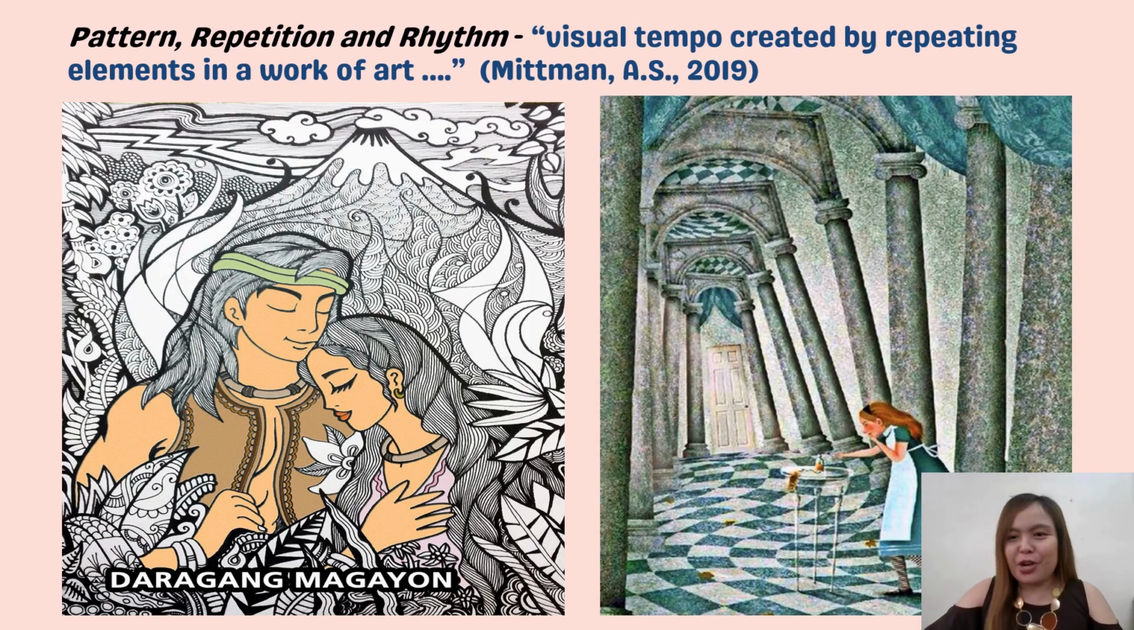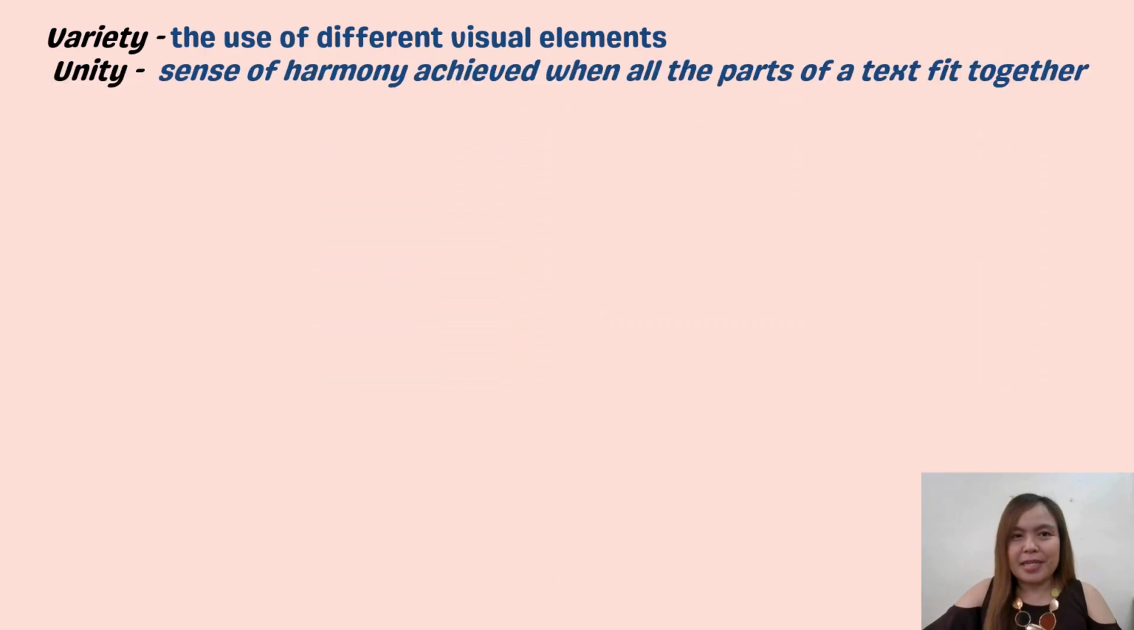Now this next picture from Alice in Wonderland shows a very obvious use of pattern, of repetition, and of rhythm. Now this clever use of these devices gives us the impression that the floor and even the columns are moving. That is one excellent use of the elements of pattern, repetition, and rhythm. It really does show the visual tempo created by the different elements of art here.